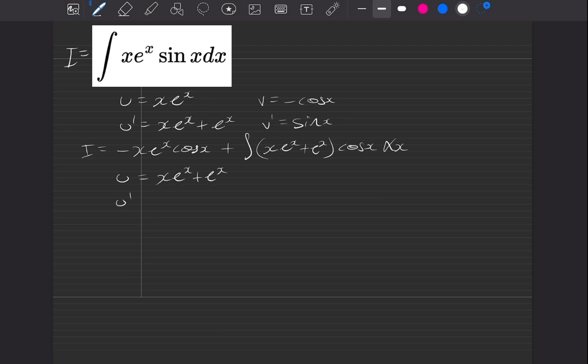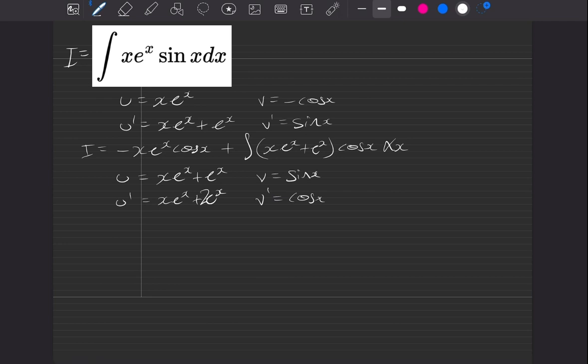So u is equal to x e to the x plus e to the x. When we differentiate that, what we can see is this term is the same as what we had up there. So it will differentiate to be the u dash we had before. So we're going to have x e to the x plus e to the x. And now when we differentiate the e to the x here, we get another e to the x, so we can make that into 2 e to the x. V dash is going to be cosine. So v, nice and simple, will just be sine of x.